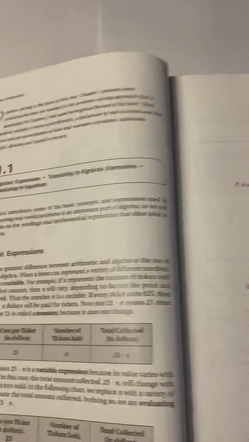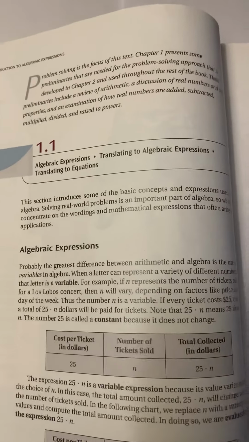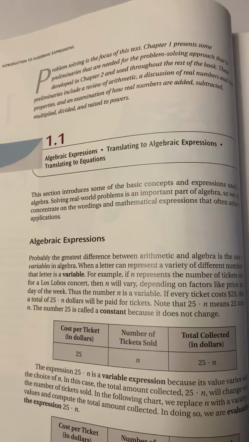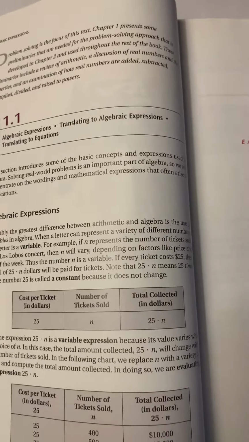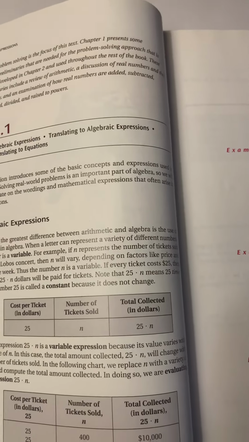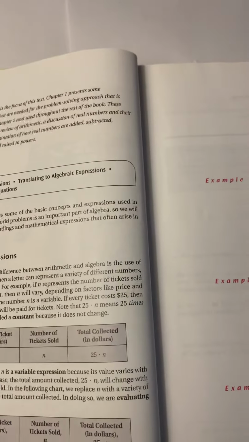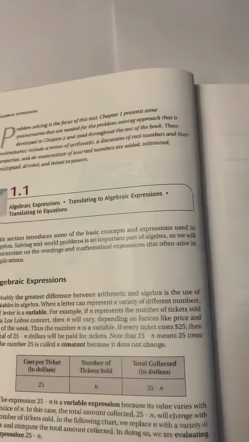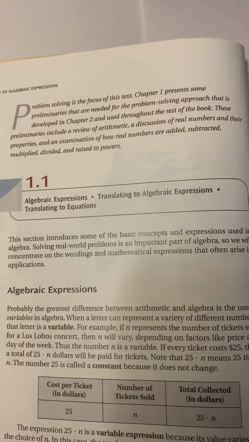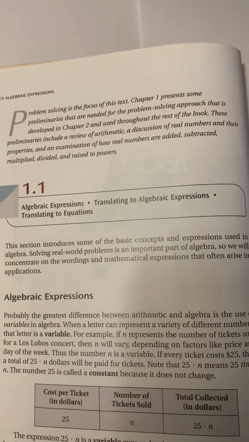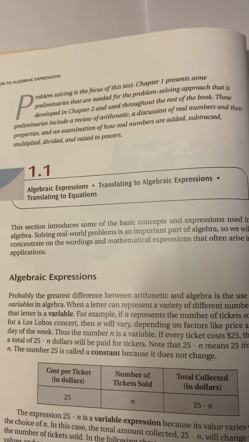All right. So now I'm going to try to keep the text focused here on this phone's camera lens while I'm also trying to read it. Okay, so 1.1 is about algebraic expressions, translating to algebraic expressions, and translating to equations. Starting at the top, I am actually going to start reading here. Problem solving is the focus of this text. Chapter 1 presents some preliminaries that are needed for the problem solving approach that is developed in Chapter 2 and used throughout the rest of the book.